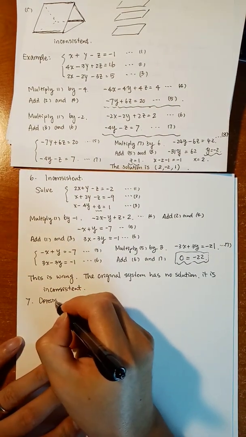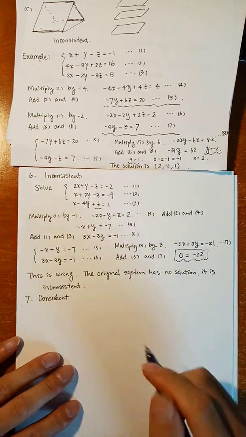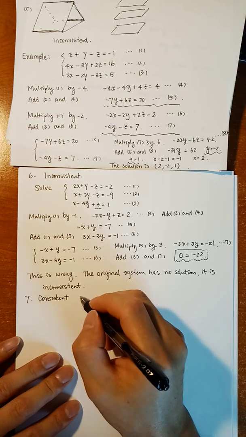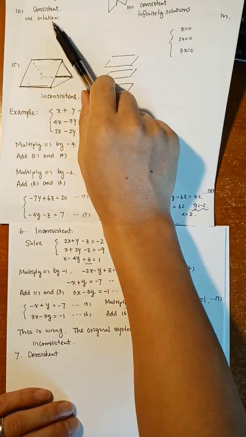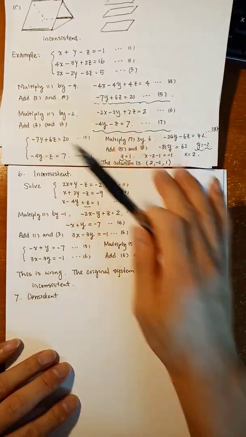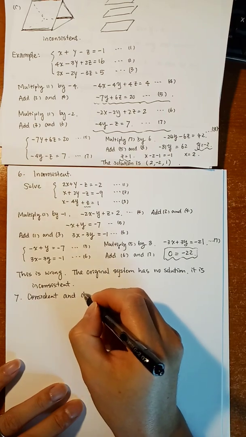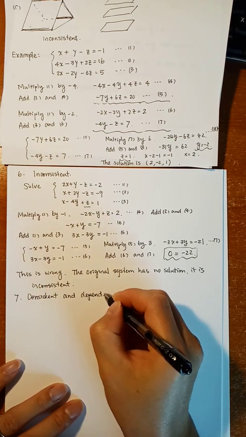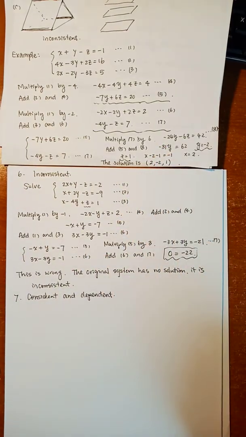Seven. Let's see another one. You see here, we try to give all possibilities. We try to give the discussions about all possibilities. So here we have consistent, we have inconsistent, and we want to discuss a consistent but dependent situation. Consistent dependent means you have infinitely many solutions. So let's try.